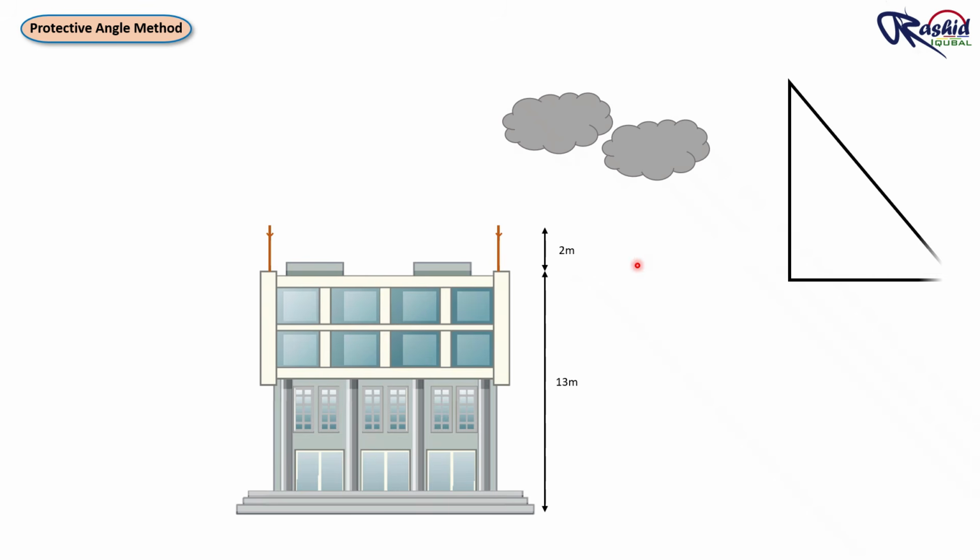Now let me draw a triangle based on this height. Here AB is 15 meters, which is total height including roof and rod. So we have a total 15 meter height. Now we need to find out the protection angle from the catalog. So let me open the catalog.